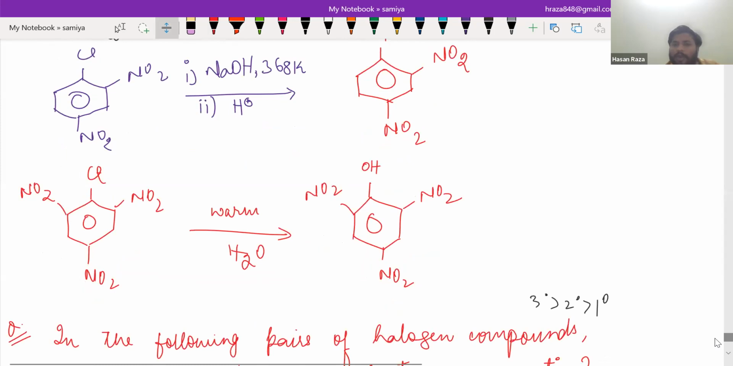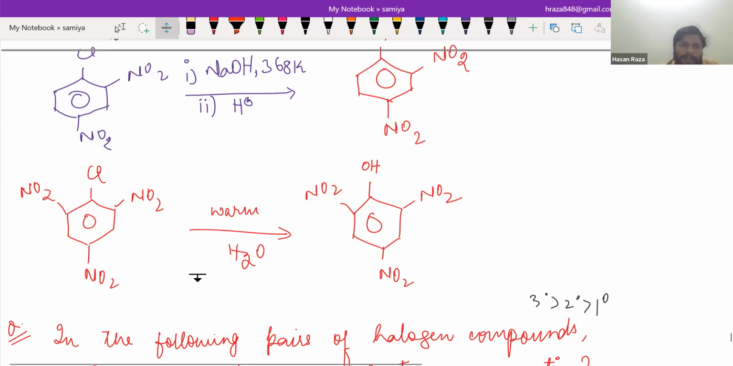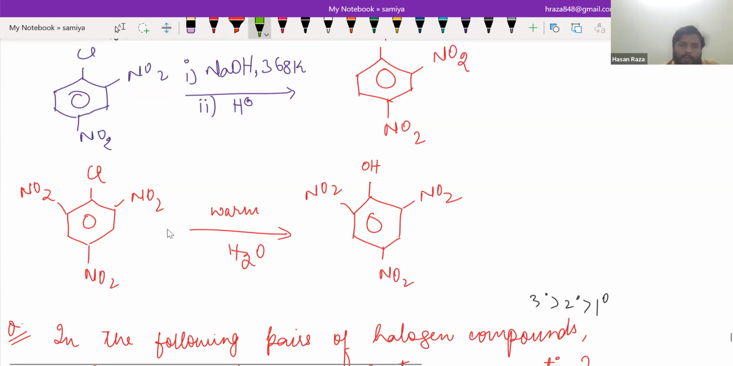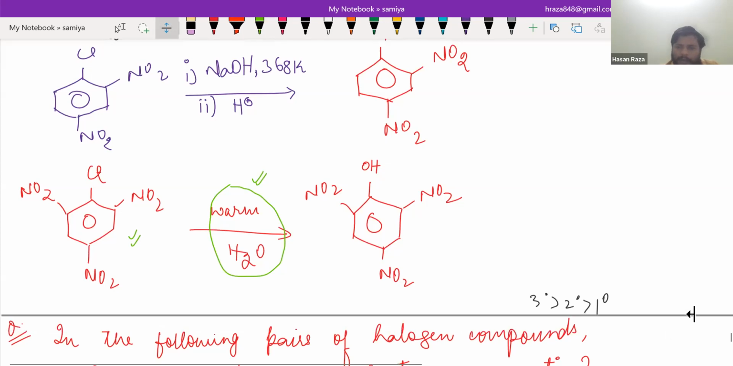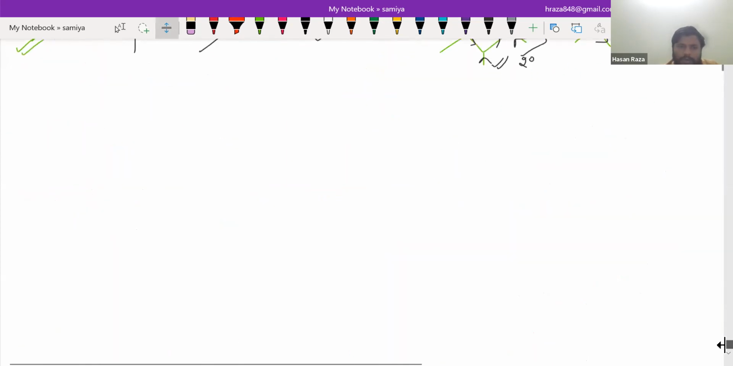Now, if you add 2 NO2, that means both the groups will withdraw electron from the benzene ring and it will be more reactive, so the condition will also be milder. And then if we have 3 NO2 groups in chlorobenzene, then only warm water can replace Cl with OH. And we did some questions also.